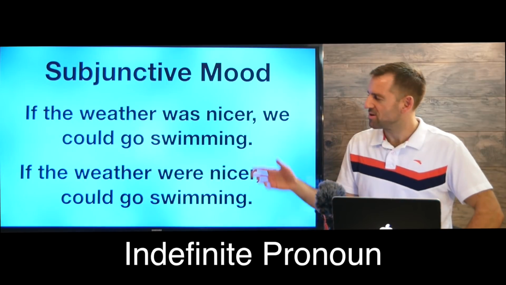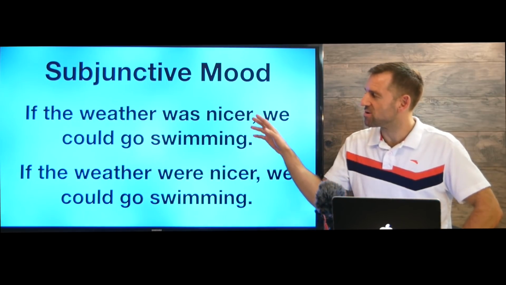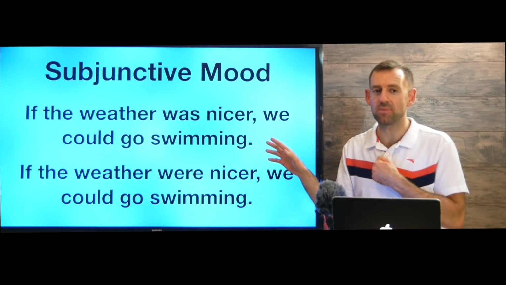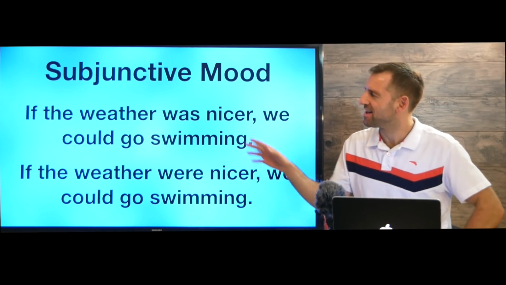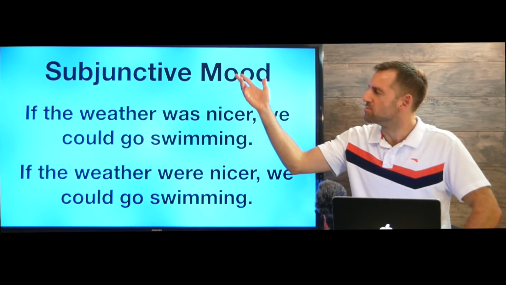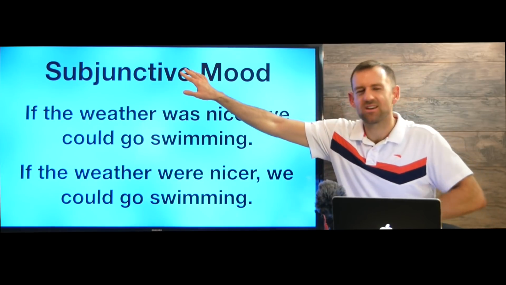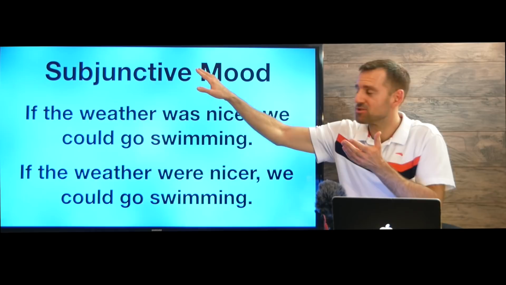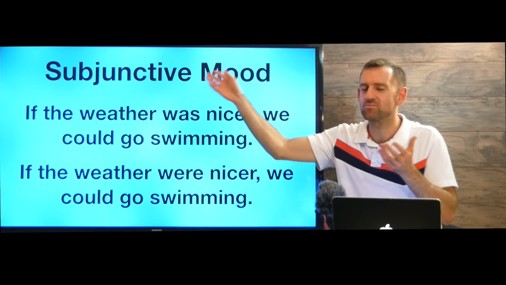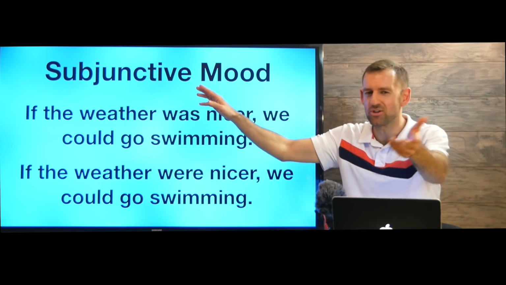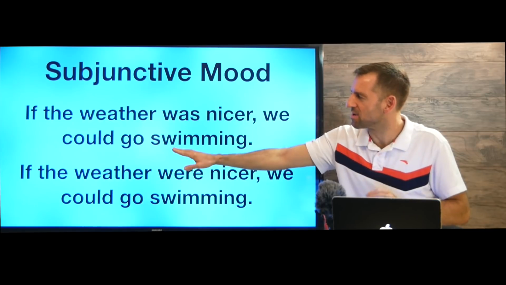Okay, so let's go on to the next mistake. Now, this is a mistake that I make all the time. It's called the subjunctive mood. You don't need to worry about this. It's not important. Native English speakers have no idea what subjunctive mood means, so you don't have to worry about it. But this is what it means.